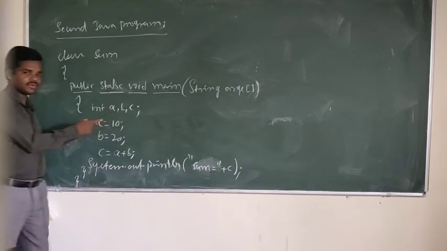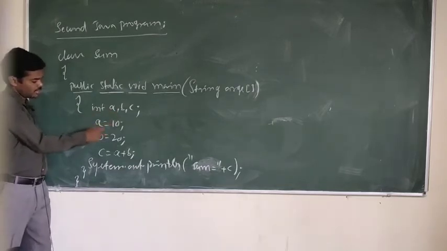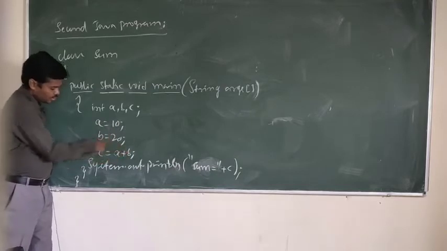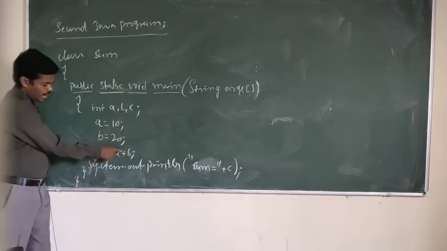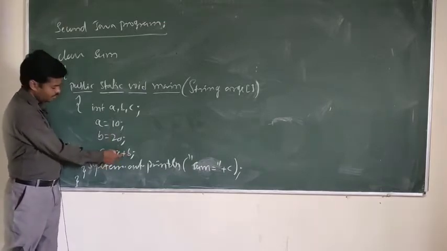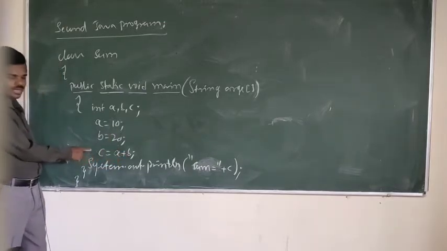Now I am assigning the values for a and b. A is equal to 10, b is equal to 20. Now I am adding a and b, and storing the result into the variable c. Now I have the result in c. A plus b means 10 plus 20 is 30. Now 30 will be stored in c.